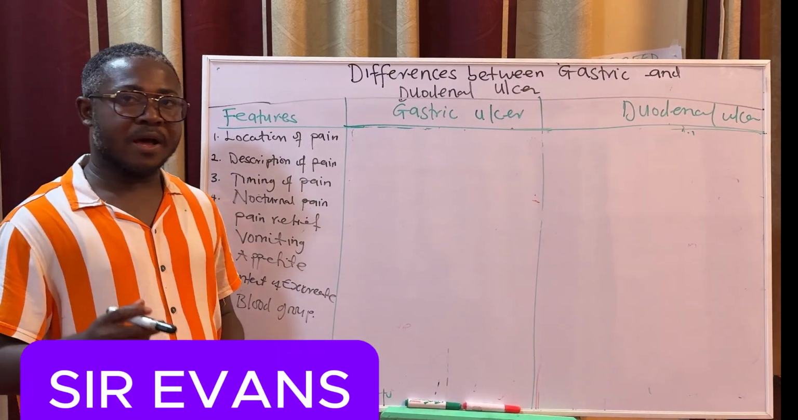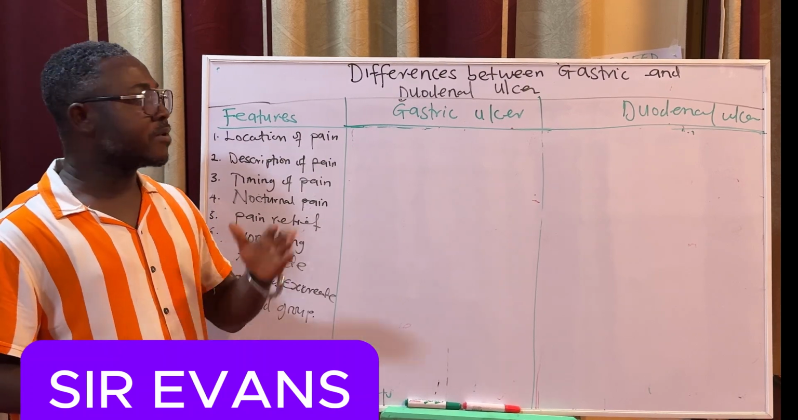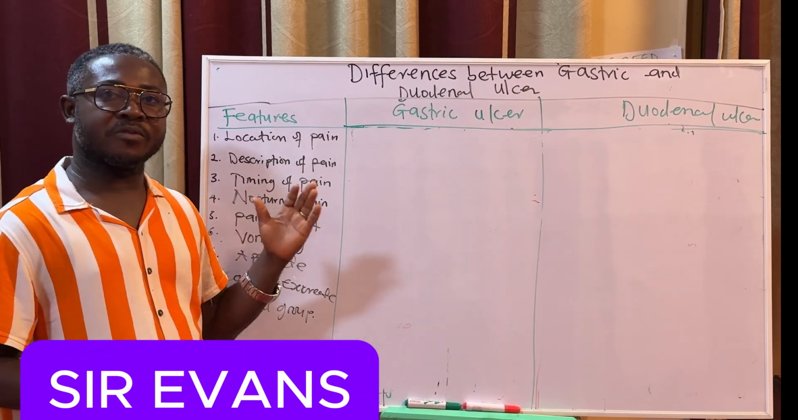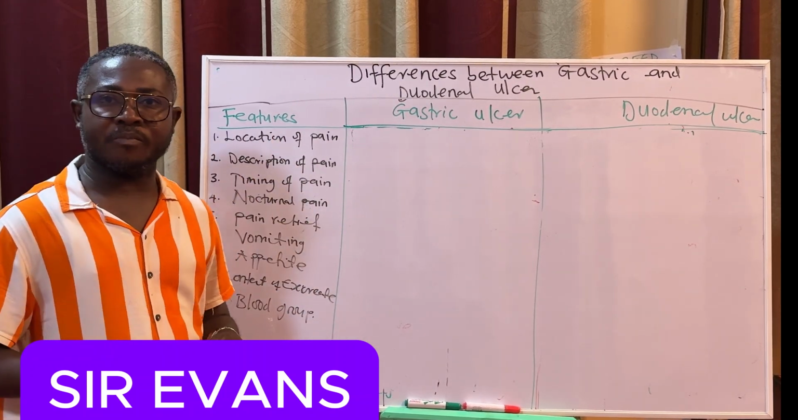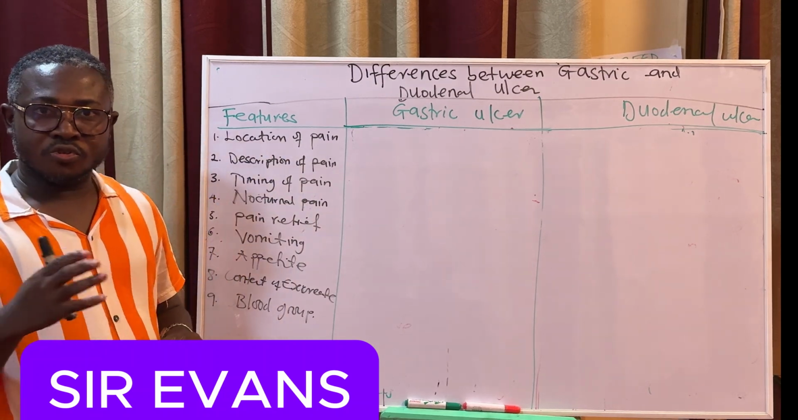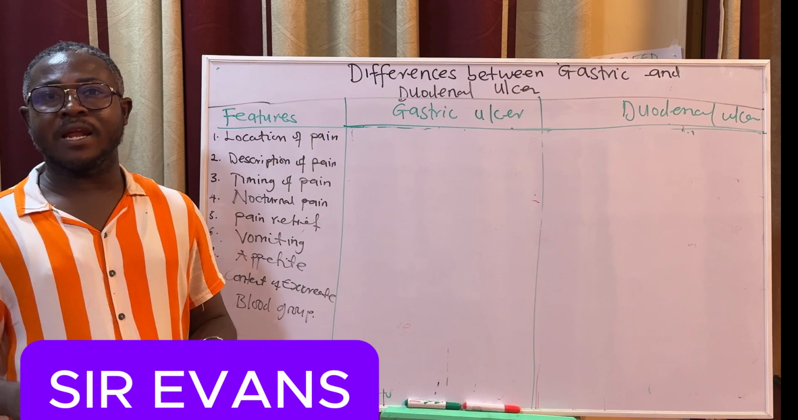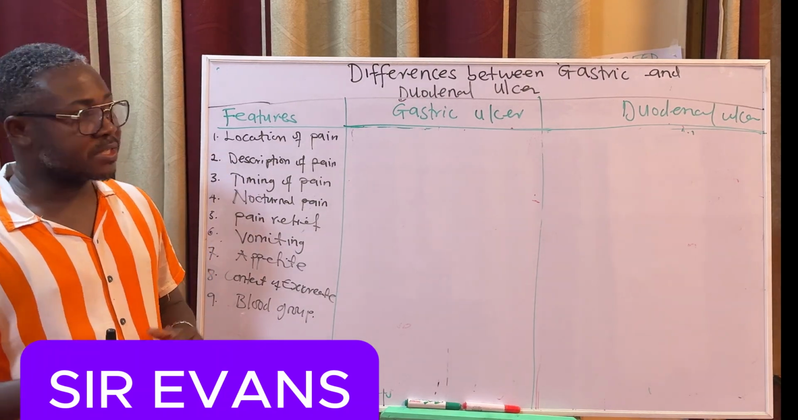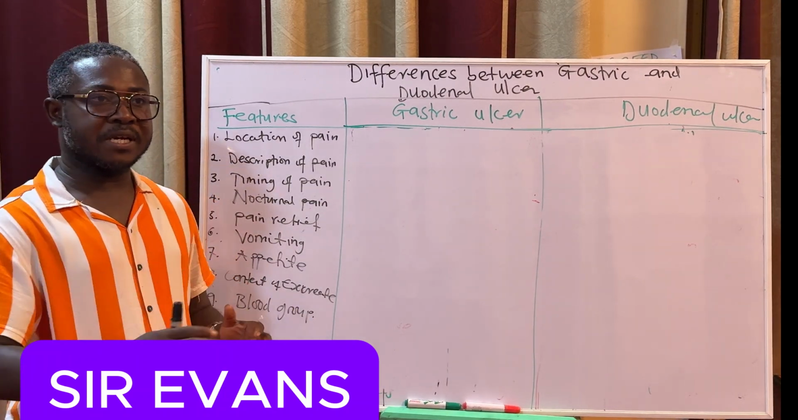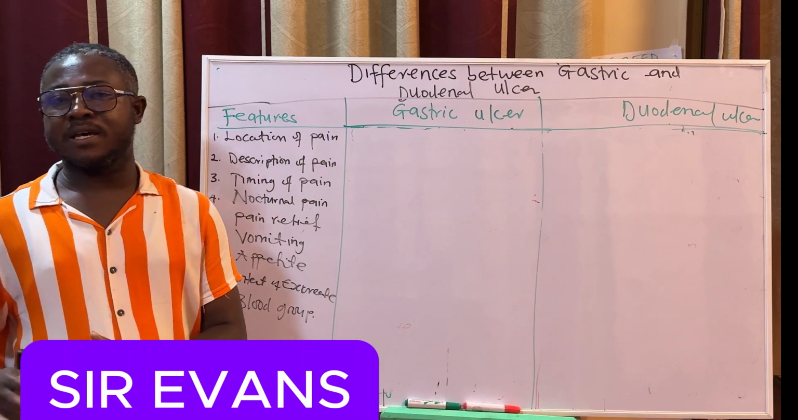Today we have another important section from the previous. We are going to continue from the previous lesson that we did on peptic ulcer disease. Do you know that there are differences between gastric ulcer and duodenal ulcer? Yes, but most of the time, what do we see? Patients are being diagnosed of peptic ulcer disease.